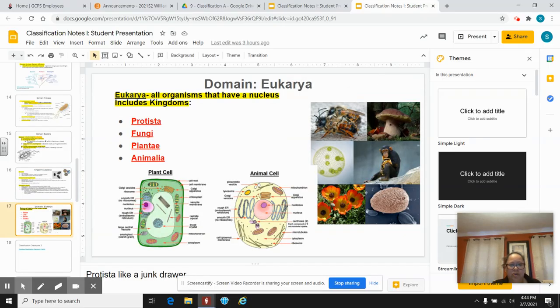The third domain is Eukarya, and we're going to have a checkpoint before we go through Protista, Fungi, Plantae, and Animalia. But Eukarya includes all the organisms that have a nucleus, and it includes those kingdoms.